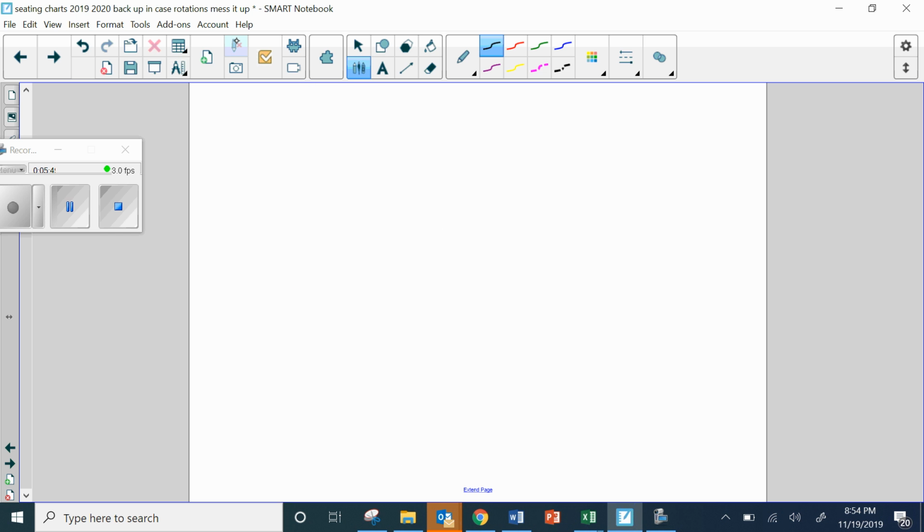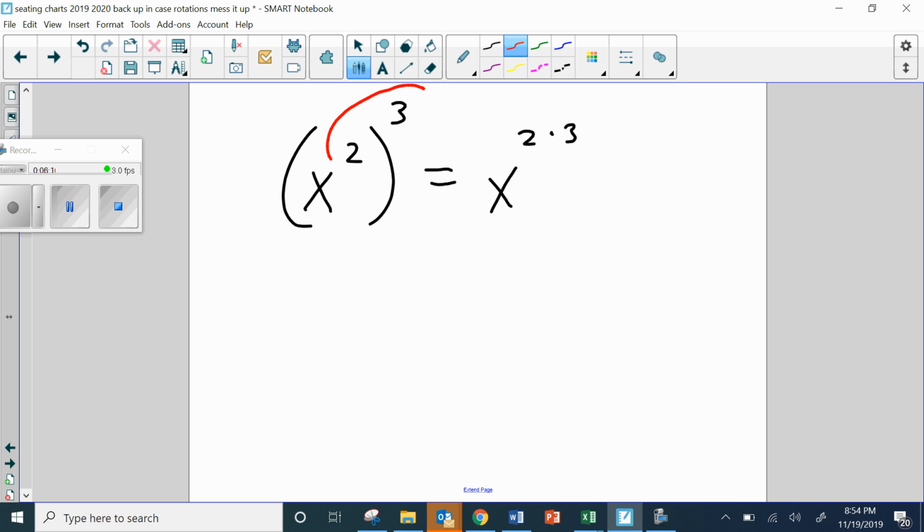Next problem. Power rule. Power rule simply states if we have a term x raised to some power, and then that entire term is raised also to a power raised to another exponent, all we do is we say x is raised to the 2 times 3. We multiply these two exponents. So we just multiply those two exponents together.